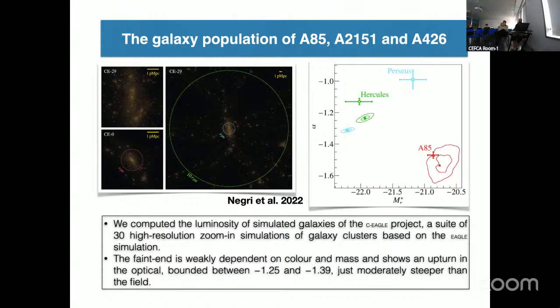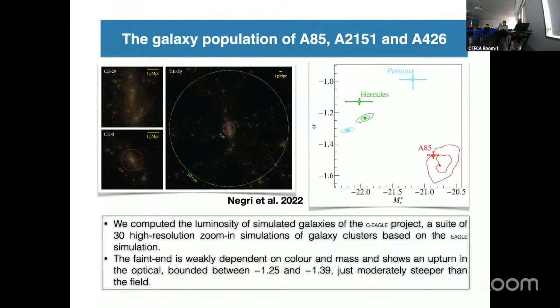So here you can see, for example, this is alpha, this is M star, these are the observations, Abell 85, Hercules, Perseus, and in these lines is the closest cluster, let's say, or the most similar cluster to Perseus, to Hercules, and to Abell 85 in mass and so on, from the simulation. So simulations can reproduce clusters like Abell 85, Hercules, well, more or less, but Perseus is very far away.